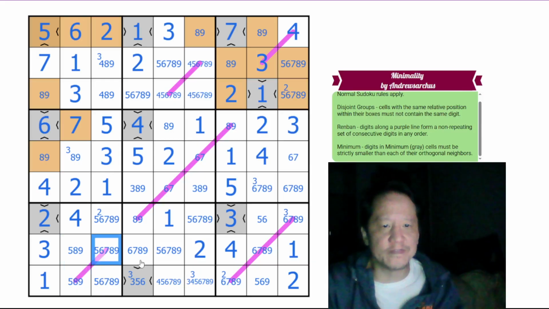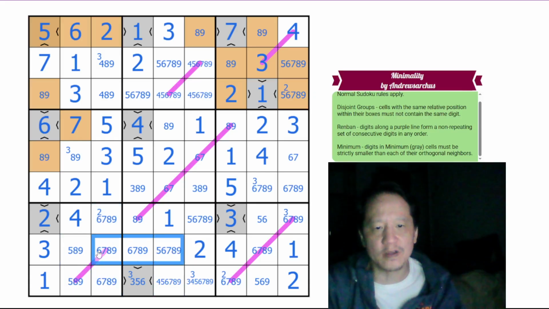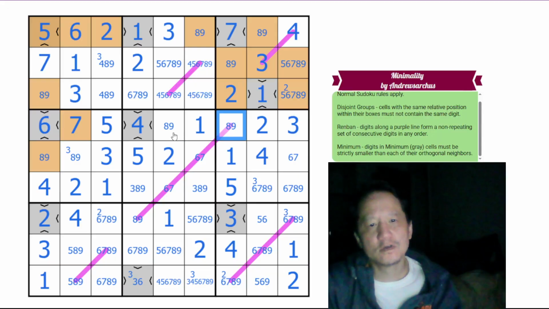This is looking fine so far. So 5 has to be one of these two, which means this can't be 5. No 5 here. No 5 here. This cell is the same as that cell.